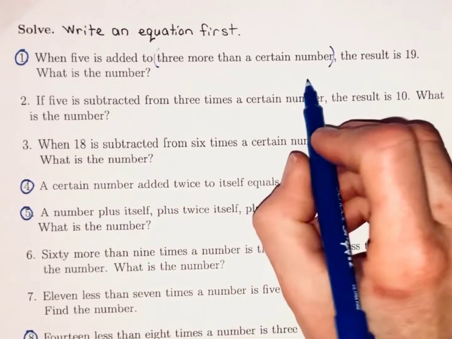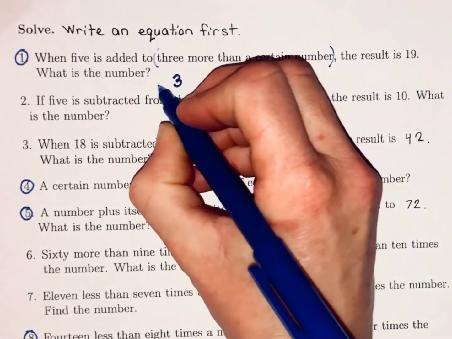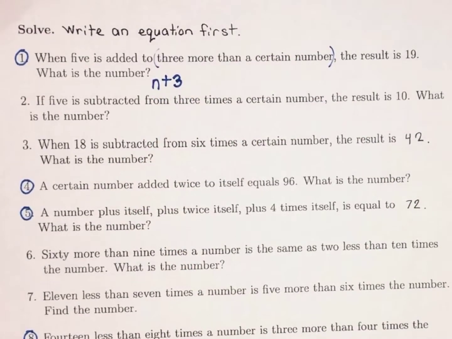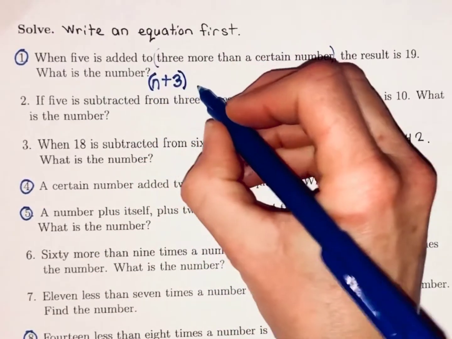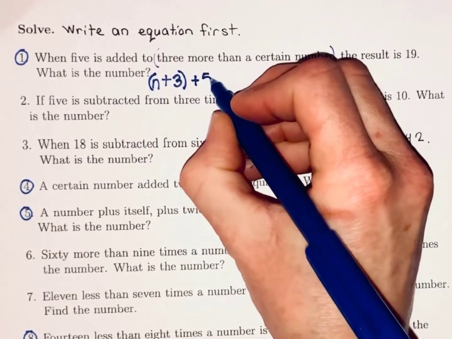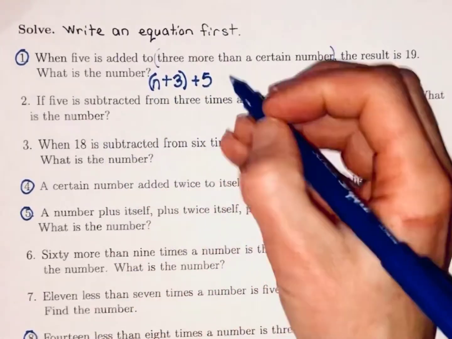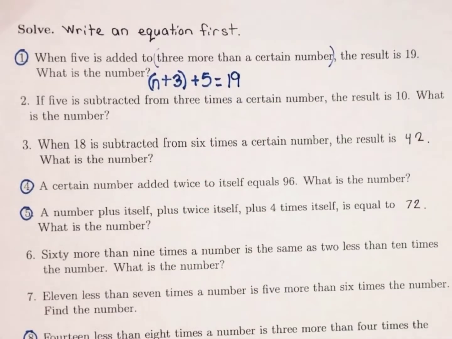So 3 more than a number. When 5 is added to it, plus 5, there you go. When 5 is added to 3 more than a number, the result is 19. What is the number?